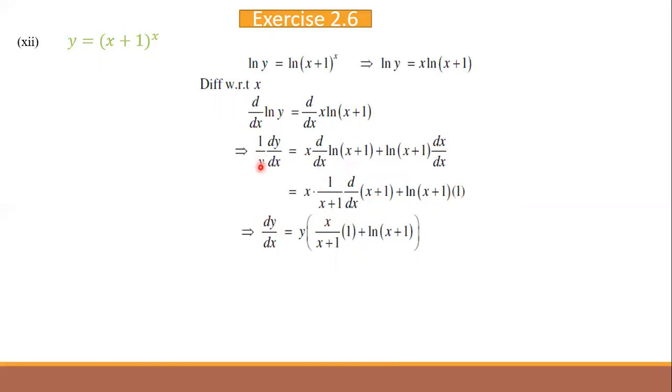Here the left hand side has 1 over y, and when it goes to the right hand side it will multiply. So dy by dx is y into x over x plus 1 plus natural log of x plus 1. Finally, replace the value of y. What is the value of y? The value of y is x plus 1 raised to power x. We will get the final result.